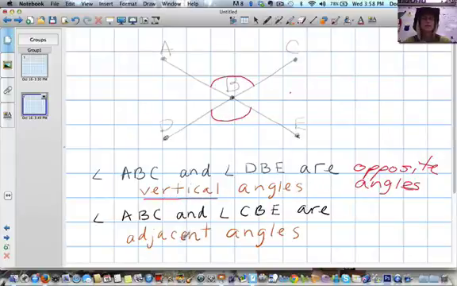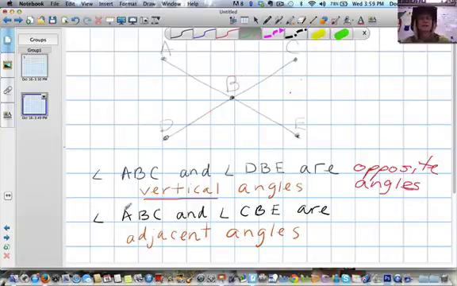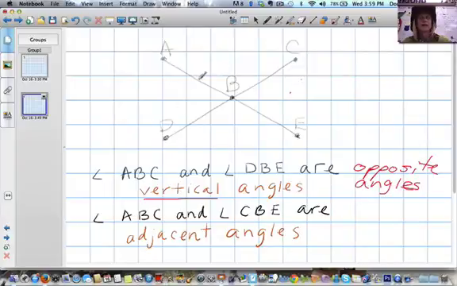All right. Then the next set of angles we're going to look at are adjacent angles. I'll pick the same ones that I have written down here. So angle ABC, right there, and angle CBE, this one right here, are adjacent angles, meaning they're right next to each other. And notice that they share this line segment right there, okay?